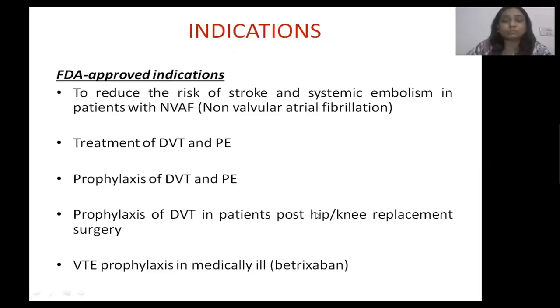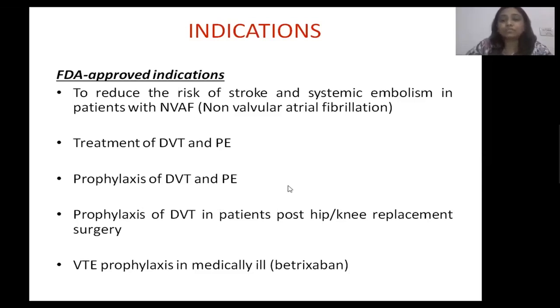Now, currently, there are four FDA-approved indications. The most common is to reduce the risk of stroke and systemic embolism in patients with non-valvular atrial fibrillation. It is also used in treatment of DVT and pulmonary embolism, in prophylaxis of DVT and pulmonary embolism, and in prophylaxis of DVT in patients after hip and knee replacement surgery.